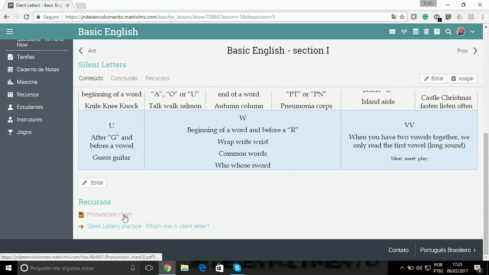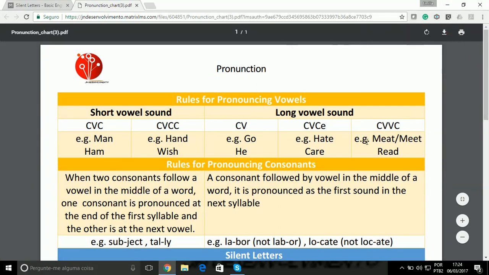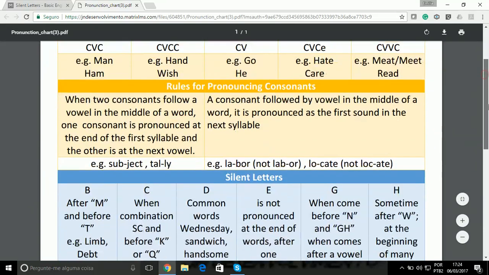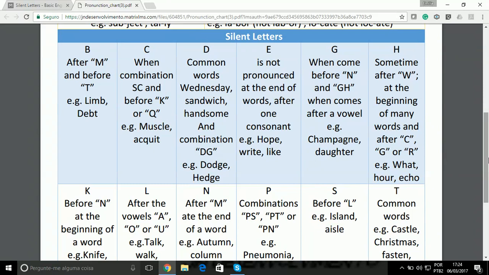I also made a pronunciation chart that will help you remember these rules. You can print it out if you need. In the first part of this chart, there are the rules of pronouncing vowels and consonants that we have already seen. Now we're going to look at the silent letters. So, when do we have silent letters?